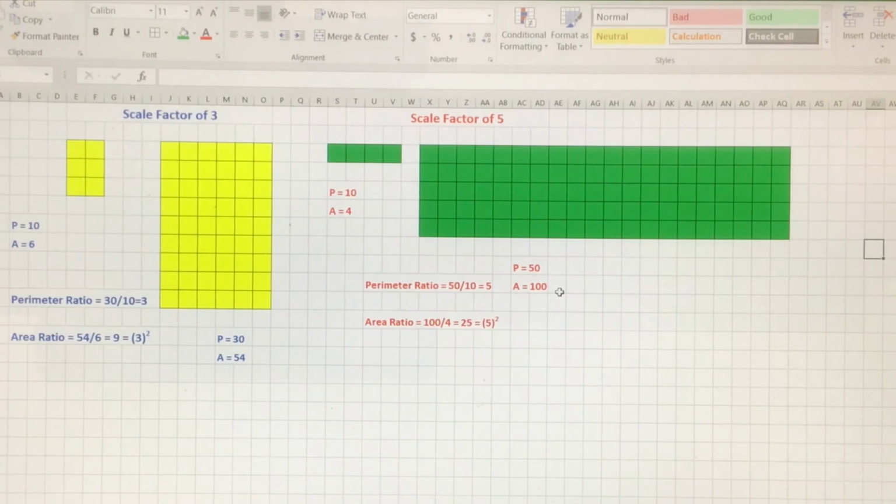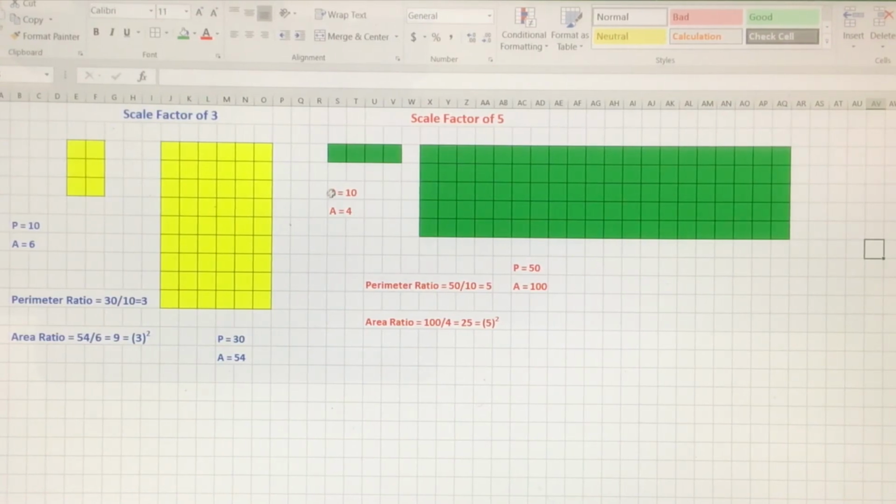Let's look at those ratios. Again, the perimeter ratio is 50 over 10, which is 5, the same as the scale factor. I've increased each side length by 5, so I increased the distance around by 5. However, the area is 100 compared to 4. It's 25 times the area. Well, yeah, you made it 5 times the number of rows and 5 times the number of columns, so you actually made 25 times as many little squares, which is 5 squared. Again, the area ratio is the scale factor squared, where the perimeter ratio is the same as the scale factor.